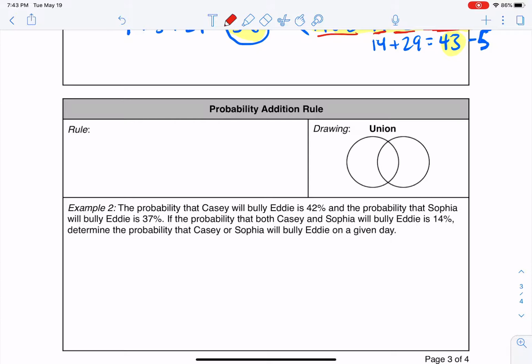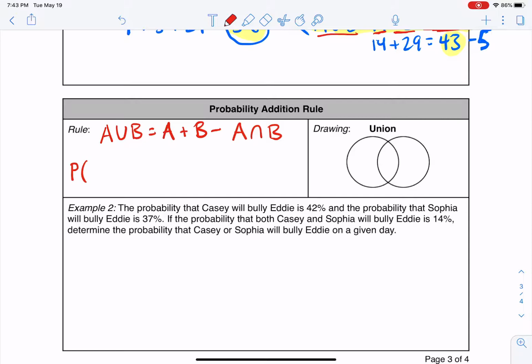So again, what the probability addition rule states, and we'll write it in two different ways, is that the union of A and B is the same as the total elements in A plus the total elements in B minus the intersection of A and B, or what A and B have in common. That's if we're talking just about elements.